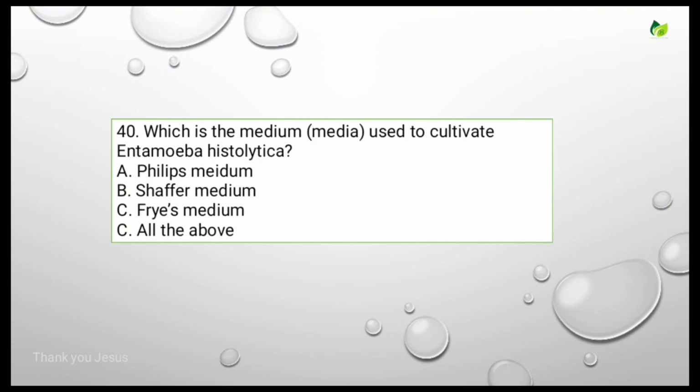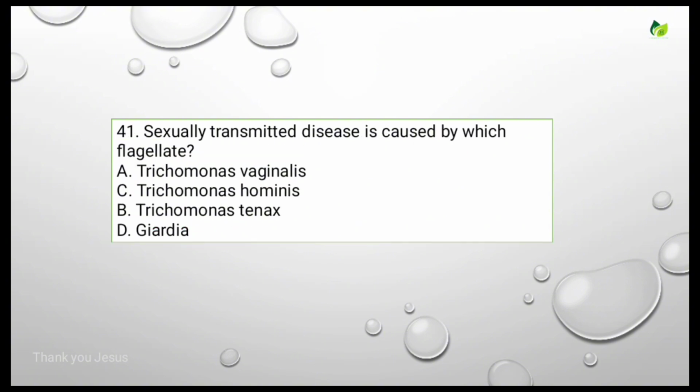Let's see the next question, which is the medium used to cultivate Entamoeba histolytica. Options are Phillips medium, Schaffer medium, Fryer's medium, all of the above. So all of the above is the correct answer. Let's see the next question. Sexually transmitted disease is caused by which flagellate? Options are Trichomonas vaginalis, Trichomonas hominis, Trichomonas tenax, Giardia. For this, the correct answer is Trichomonas vaginalis.